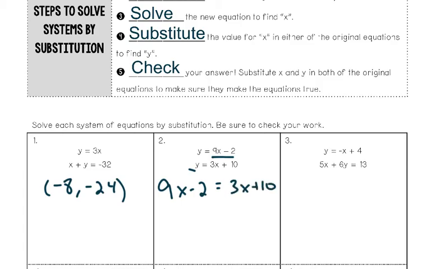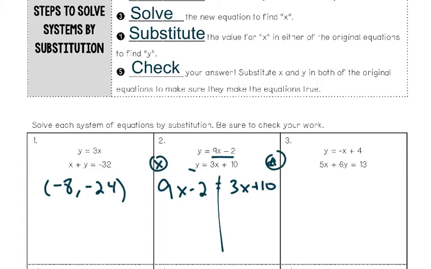Now I have an equation where there's a variable on both sides, but it's the same variable. 9x minus 2 is the same thing as 3x plus 10. Y equals y, so this equals this. It's just logic. Now I'm going to solve for my x. I do that by picking a side for my x's and then picking a side for my numbers. And then I solve for x.